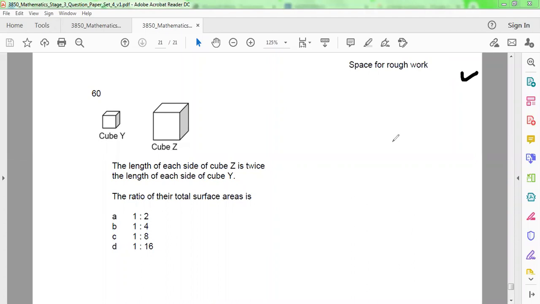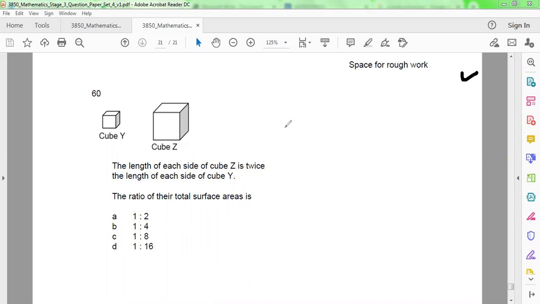All right, so as you know, we're doing some city angles questions. Okay, so we have two cubes. The length of each side of cube Z is twice the length of each side of cube Y.